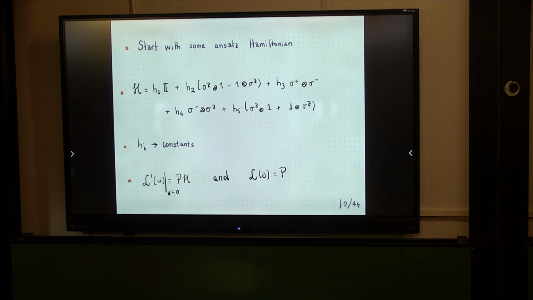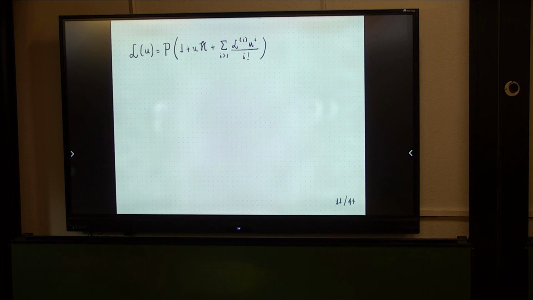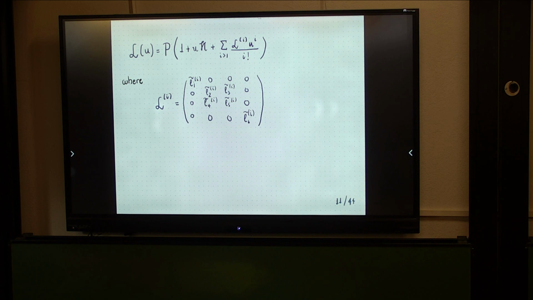And the plan here is we start with some ansatz Hamiltonian. Here I just put a particular case of the 6 vertex model. And these h's in the ansatz are constants. They will not depend on the spectral parameter. We use the boundary conditions that L prime at u equals 0 will be P times the density Hamiltonian, and that the Lax is regular. If we do that and write an expansion for the Lax in this way, the first two terms are determined by the boundary conditions, and then we have the rest of the expansion. Again, all the dependence on the spectral parameter is explicitly in that u there, so all these L_i will be constants with respect to the spectral parameter.